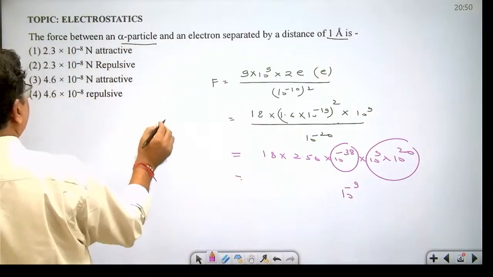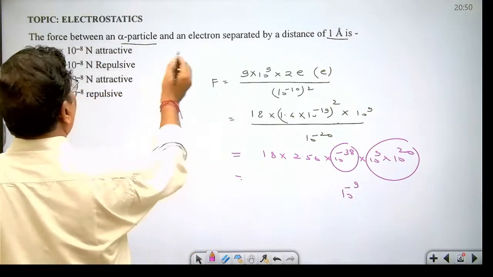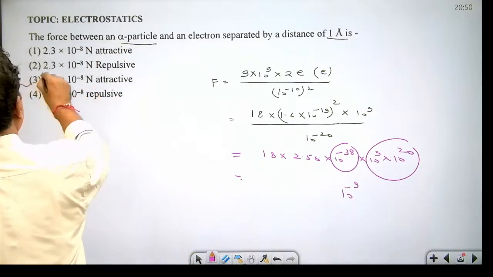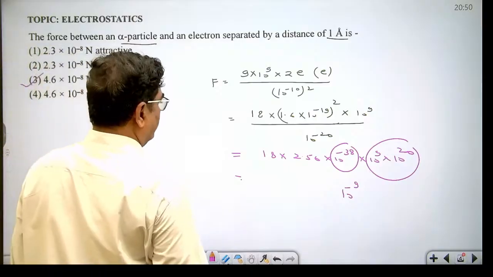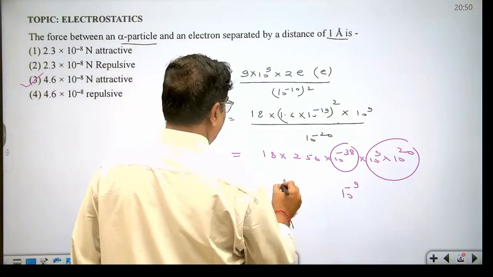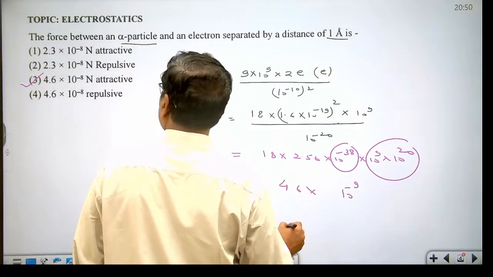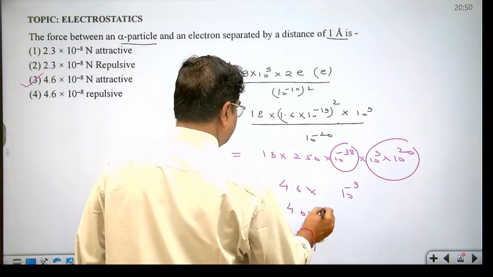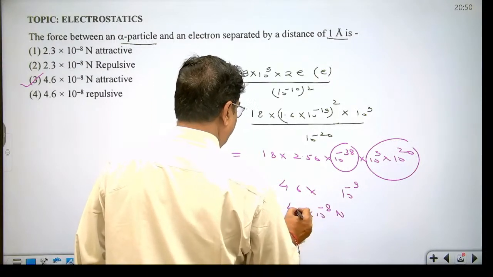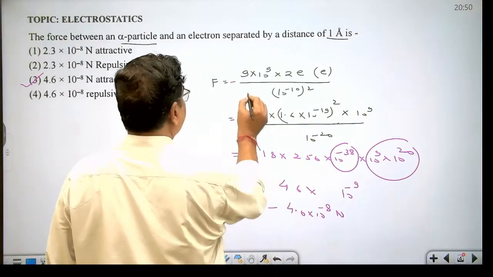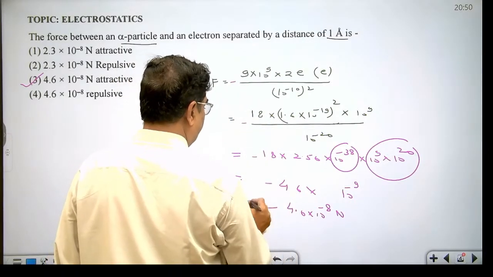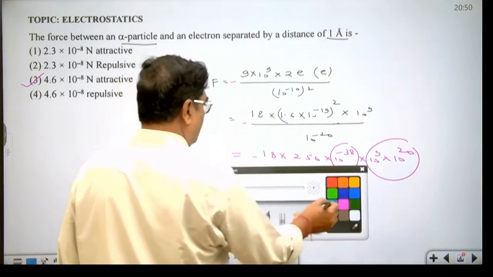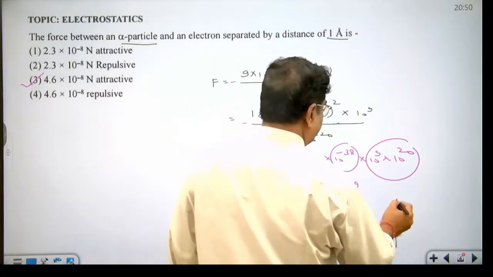So we don't need to solve further. This force is attractive, between alpha and electron. So the answer to the question is option 3. Directly we can write, this is 4.6 × 10^-8 Newton. The force will come negative. The negative sign shows that force is attractive. So out of 4 choices, the correct choice is option 3.